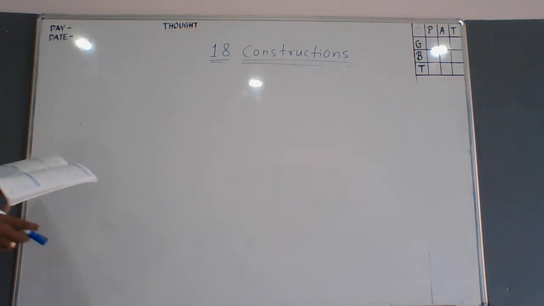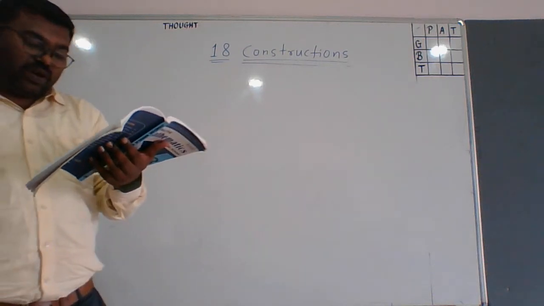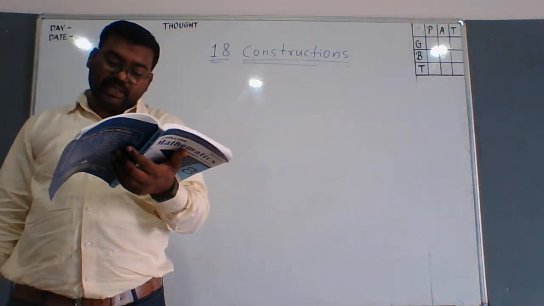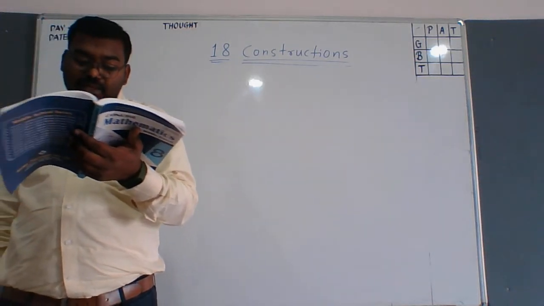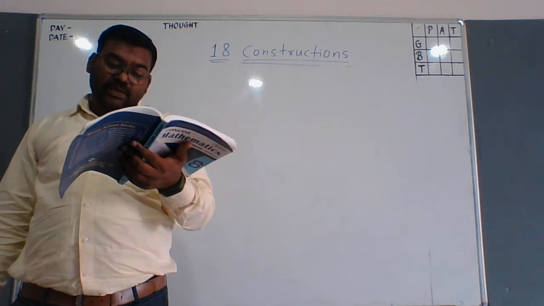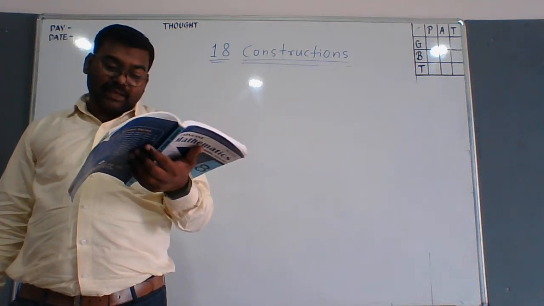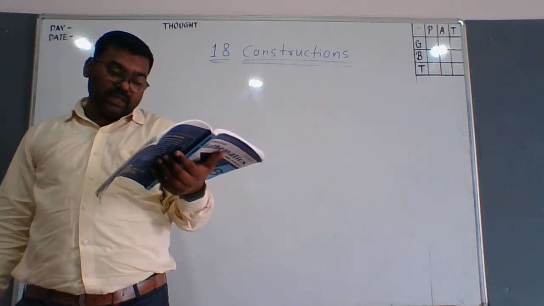Question number 6 is here. Draw angle ABC of any suitable measure. Draw BP, the bisector of angle ABC. Draw BR, the bisector of angle PBC, and draw BQ, the bisector of ABP. Are the angles ABQ, QBP, PBR, RBC equal?